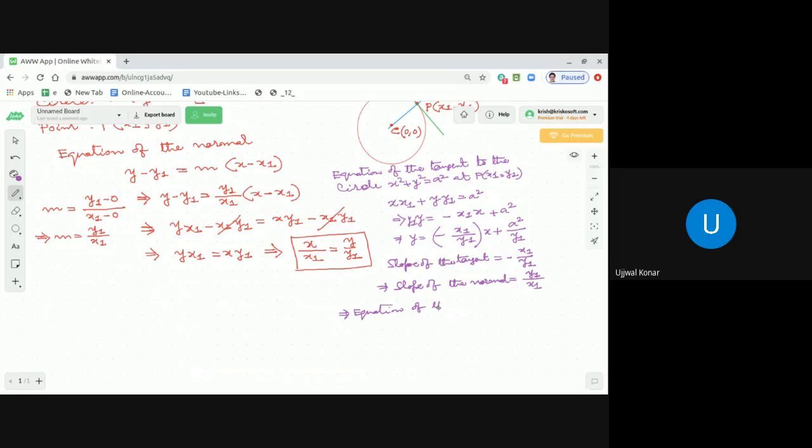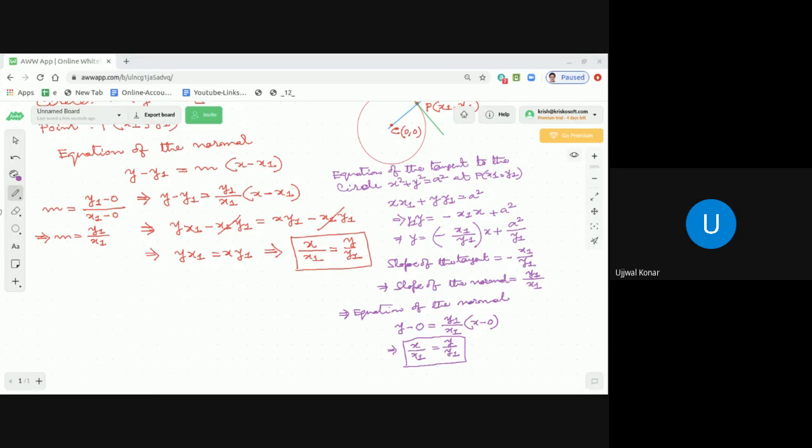The equation of the normal is y minus y1, but here y1 is not required because the normal passes through the center of the circle, which is the origin. So we can simply write y minus 0 is equal to m, that is y1 by x1 into x minus 0. That implies x by x1 is equal to y by y1. In this way also you can find it. I just gave two different flavors to get the equation of the normal to the circle x square plus y square equal to a square at the point x1, y1.